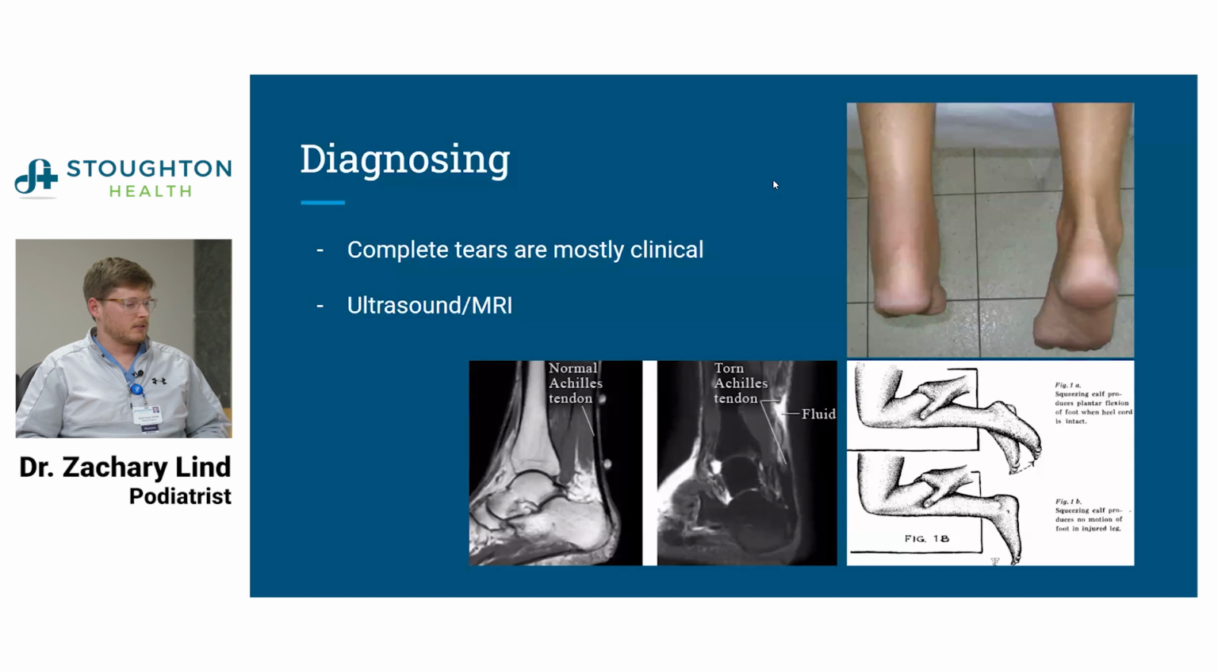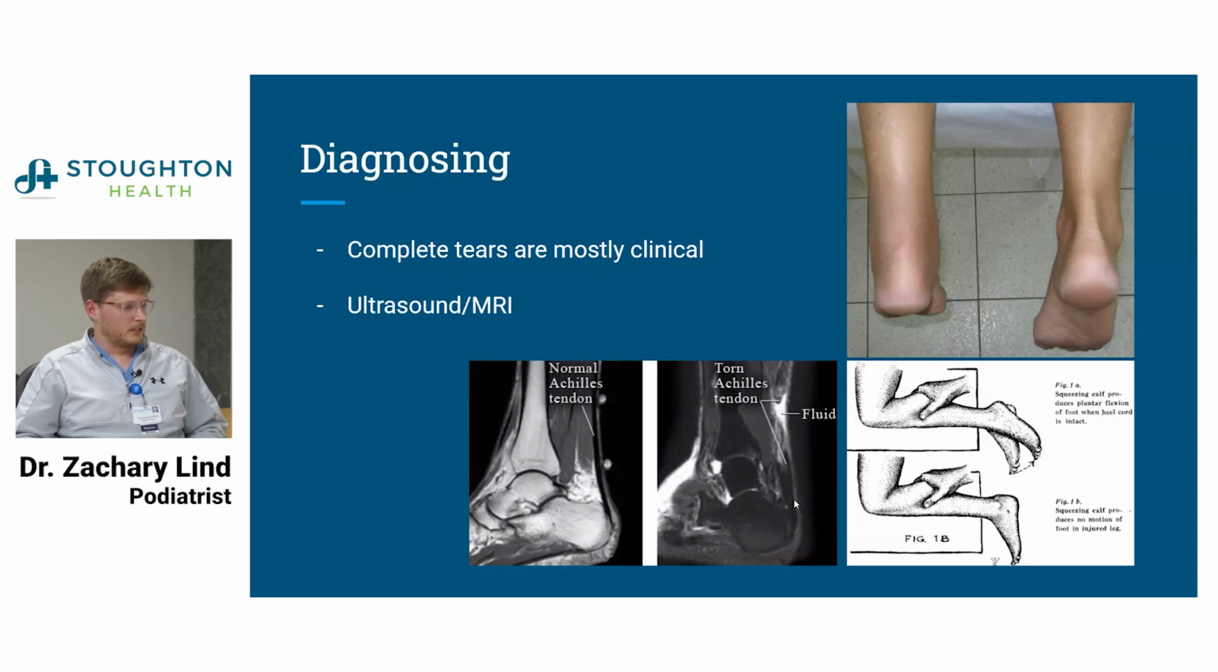Diagnosing these, the complete tears are pretty easy to diagnose. Otherwise, we do have ultrasound and MRI. So, going straight to the MRI here, this black line along the back is the Achilles tendon. As you can see, it's pretty even thickness the entire way up. There's really no signal change. It's just a black line all the way through.